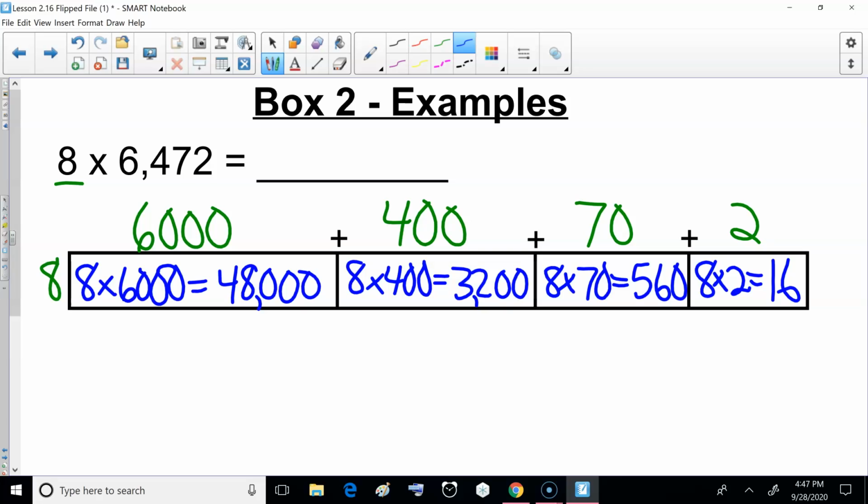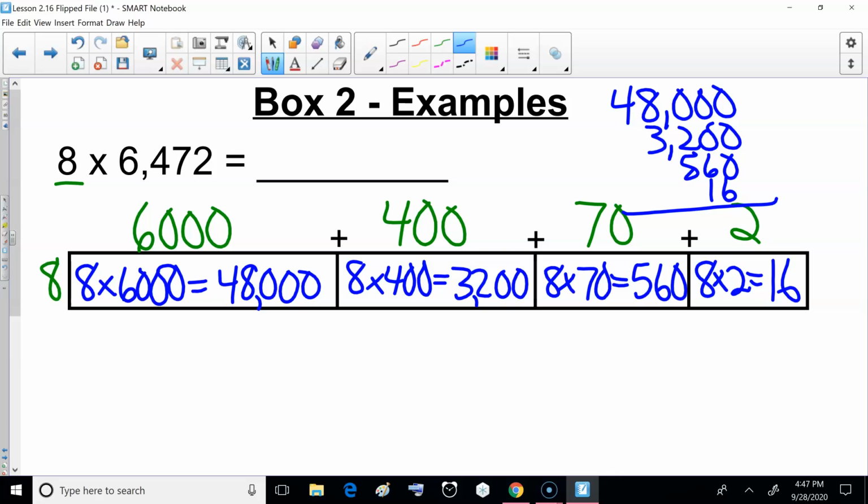Now I take all those numbers and add them together. I should have added more space to this, but little did I know that I write so big. 48,000, 3,200, 560, and 16. I'm going to add those all up. I get a 6 here, a 7, a 7, a 1, and a 5. So I've got 51,776. Pause the video again right now and write down your example to help you with your problems moving forward, using the area model on a 1 by 4 digit number.